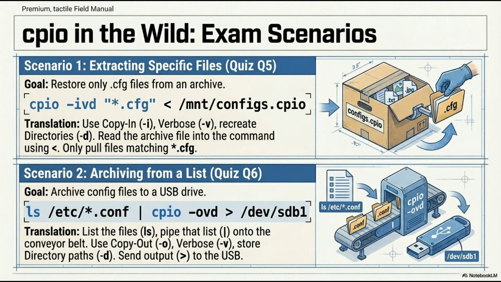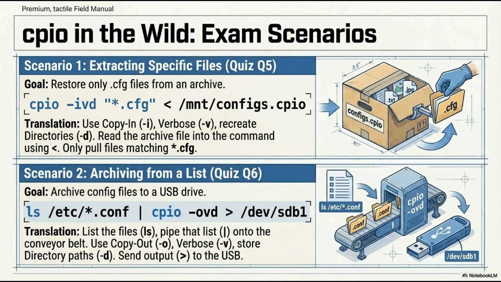cpio -ivd "*.cfg" < /mnt/configs.cpio. Let's break down that pipeline. We use -i for copy in to extract and -v to see it working. The -d flag is crucial. It tells CPIO to rebuild the original directory paths so your files don't end up in a disorganized pile. Right, keep the folders intact. Exactly. Then we use the less than symbol, the left pointing arrow, that literally redirects the contents of the archive file into the CPIO command's waiting hands. And the *.cfg part, that string tells it to only accept items matching that exact extension.